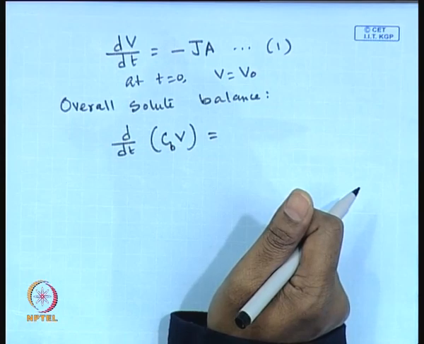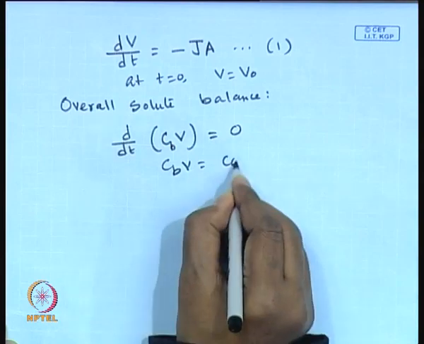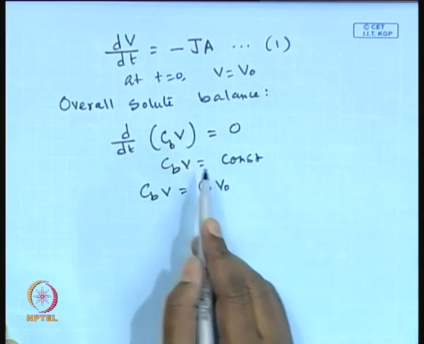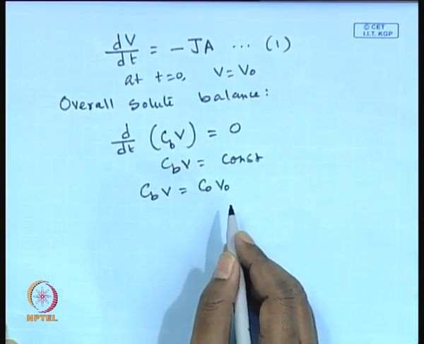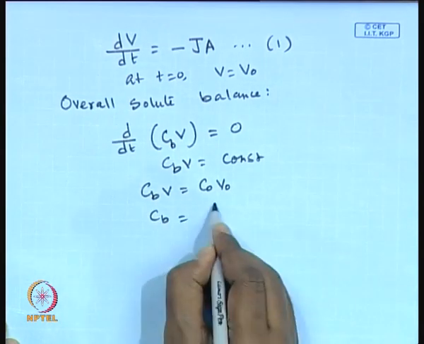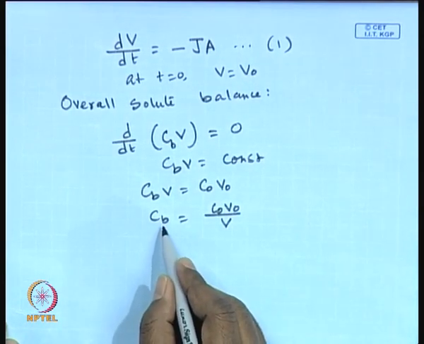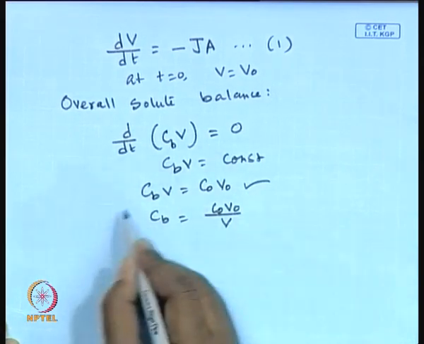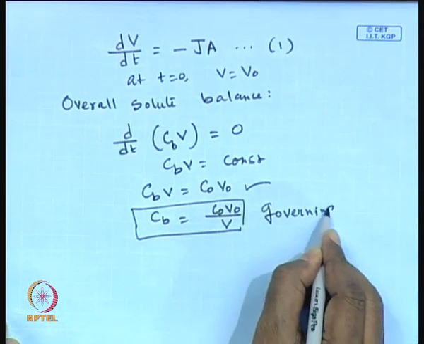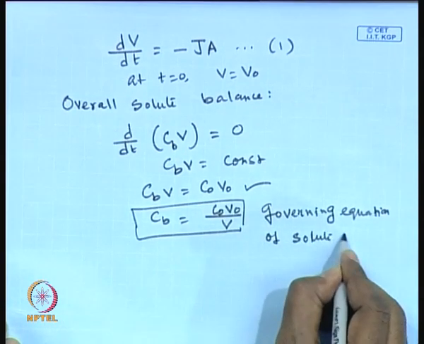So, Cp will be equal to 0, right. So, this will be equal to 0. That means, Cb times V will be equal to constant. That means, Cb times V is equal to nothing but C naught V naught, because these values are known at time t equal to 0. So, at any point of time you can evaluate Cb, that is nothing but C naught times V naught divided by V. Since volume is decreasing as a function of time, that will give you corresponding increase in bulk concentration. So, this is the governing equation of solute concentration.